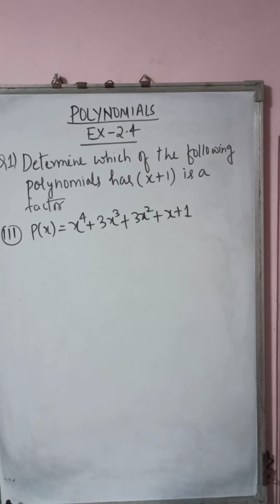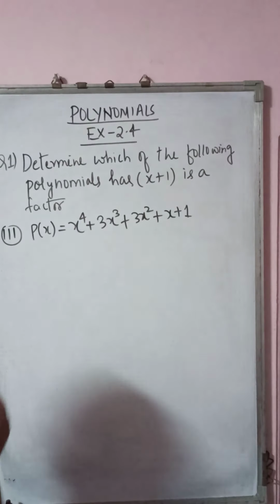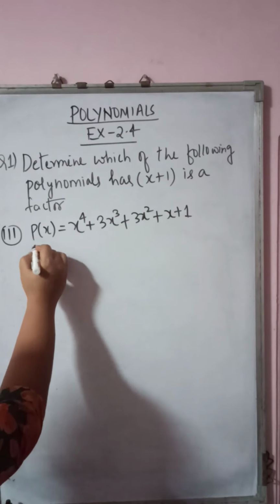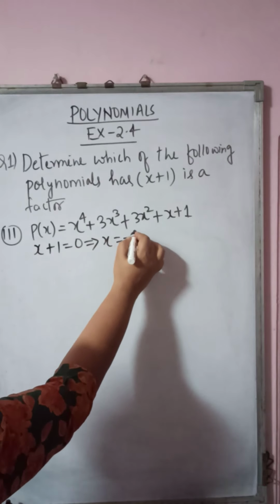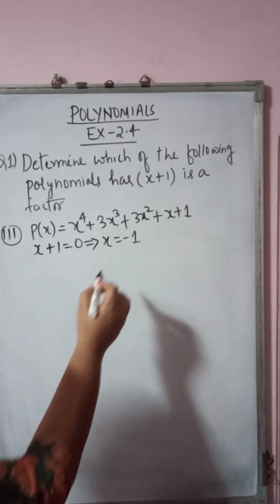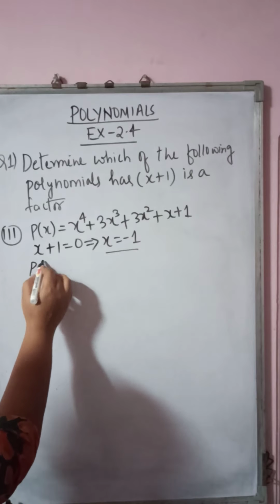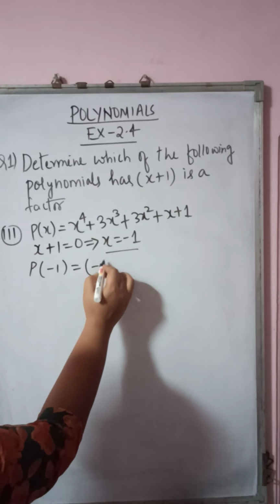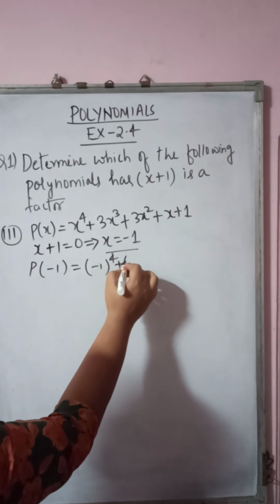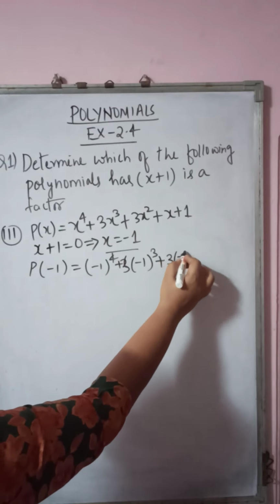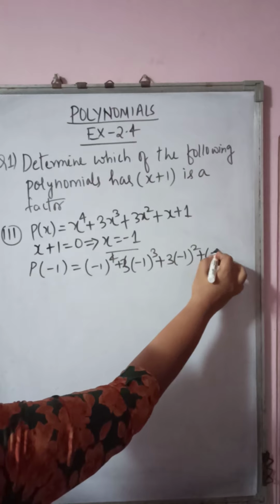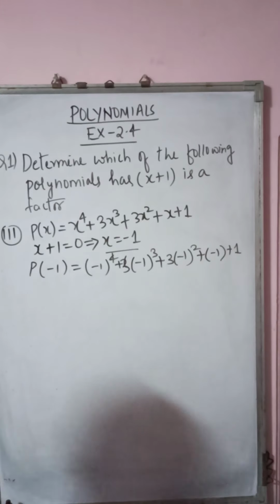Question number 1, third part. So this is the polynomial and we have to find whether x plus 1 is a factor. So same thing, x plus 1 will be equal to 0. So this implies that x is equal to minus 1. Now put this value of x equal to minus 1 in the given polynomial. So minus 1 raised to power 4 plus 3 into minus 1 raised to power 3 plus 3 into minus 1 square plus minus 1 plus 1.